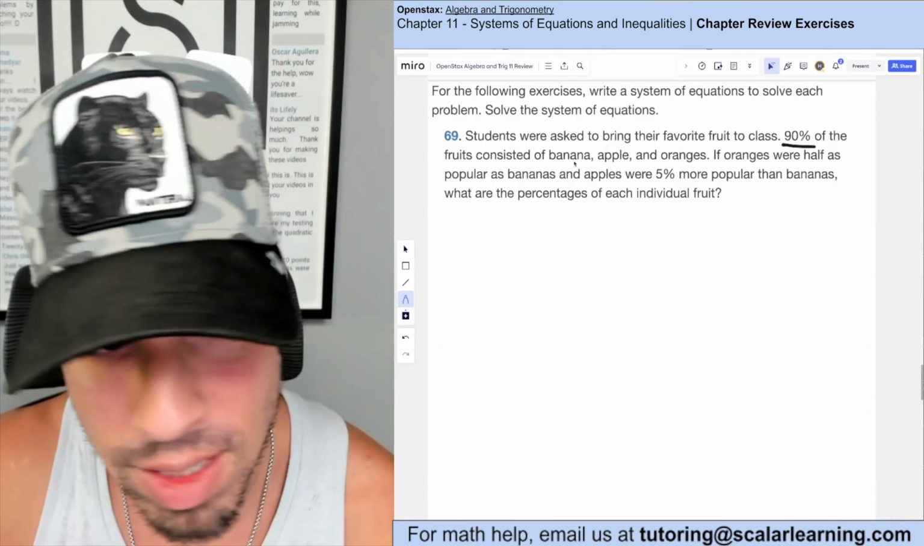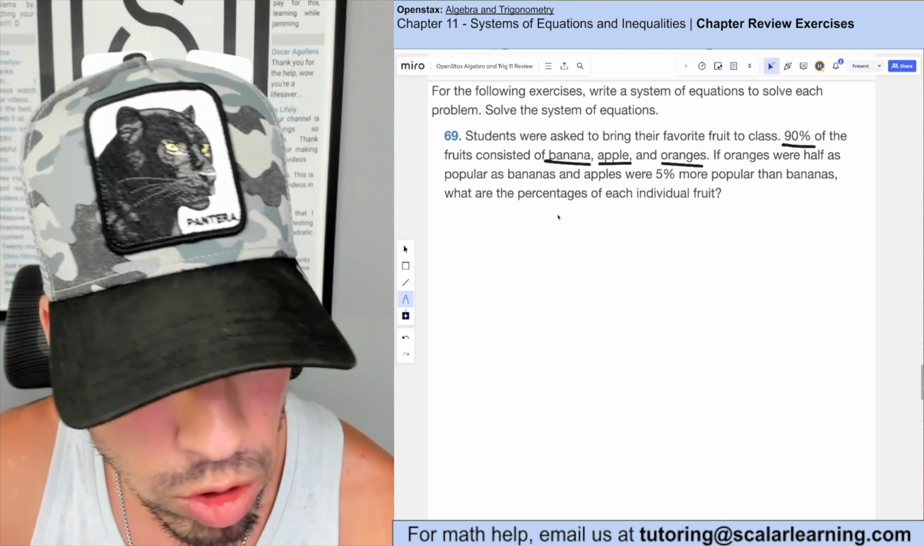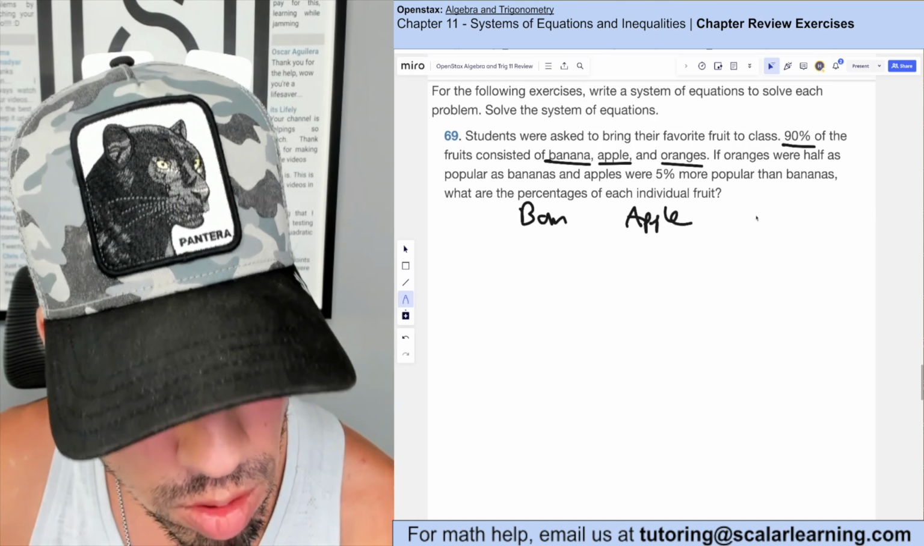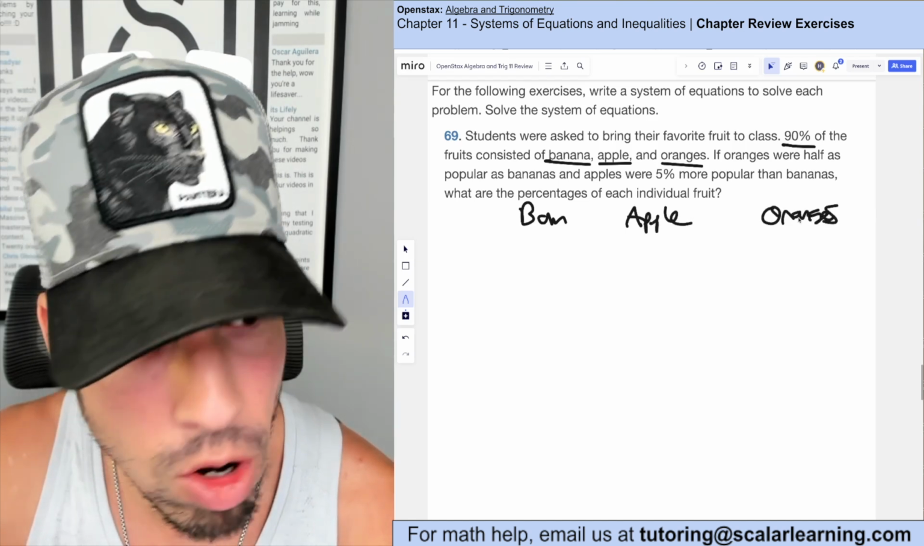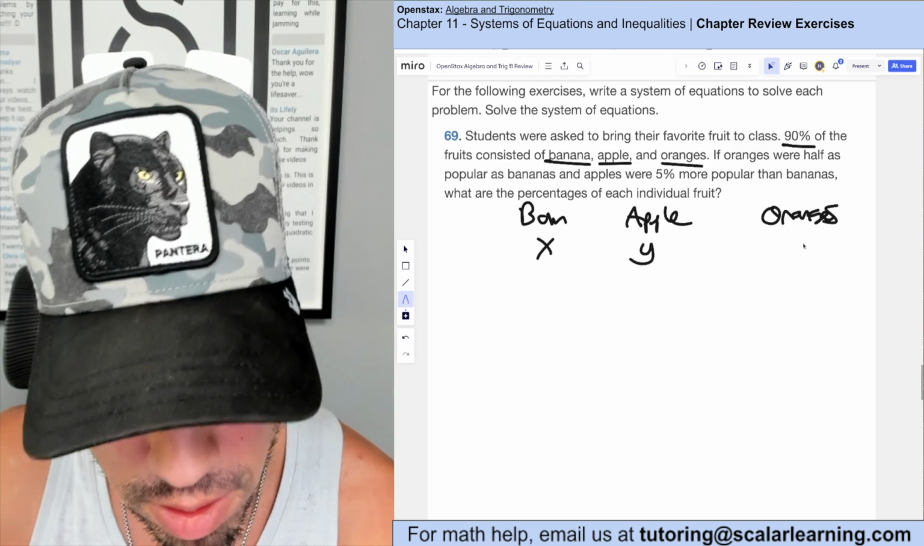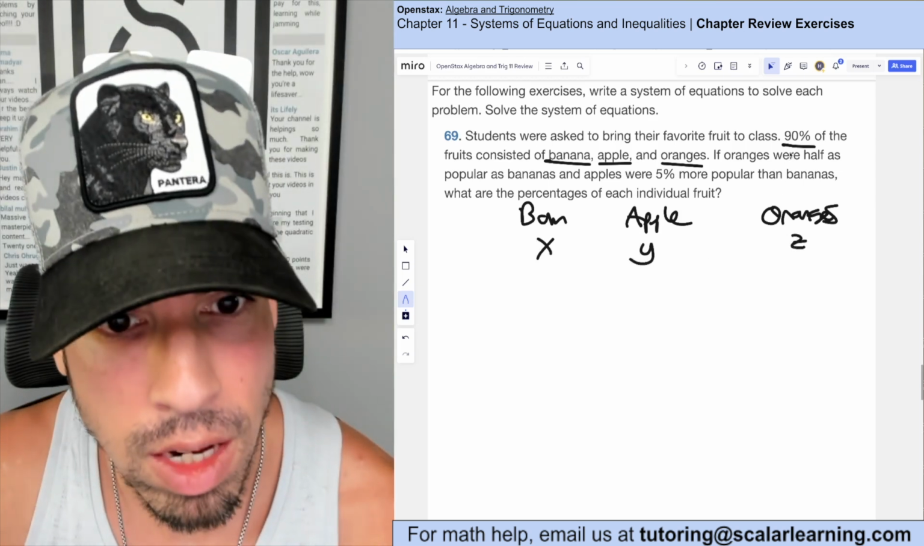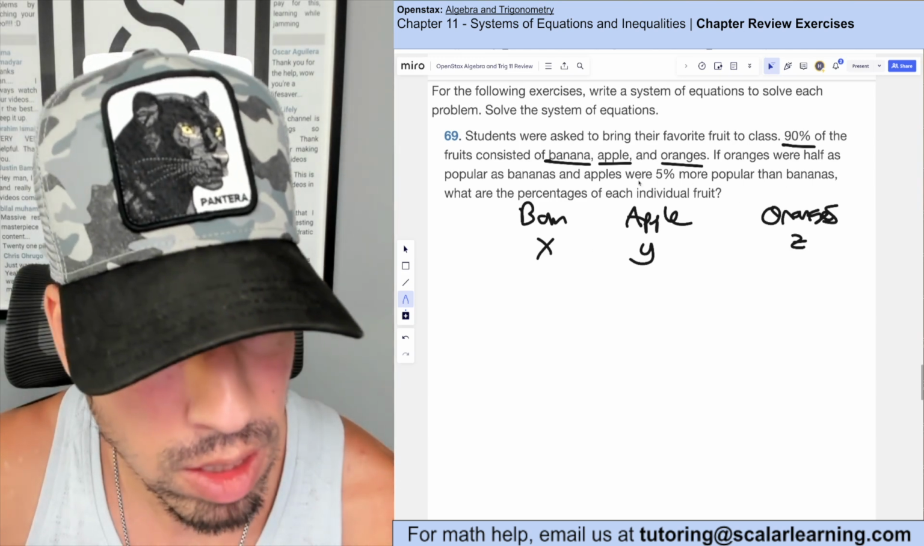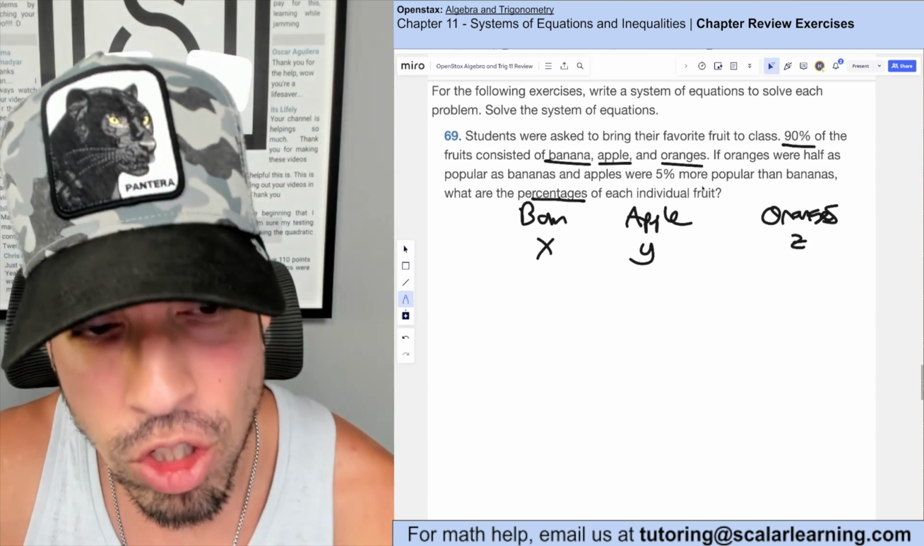Students were asked to bring their favorite fruit to class. 90% of the fruits consisted of banana, apple, and oranges. So let's right off the bat say banana, apple, oranges, and we're going to just arbitrarily assign x, y, and z, okay? It said if the oranges were half, and by the way, these are each going to represent percentages, right? What are the percentages of each individual fruit?